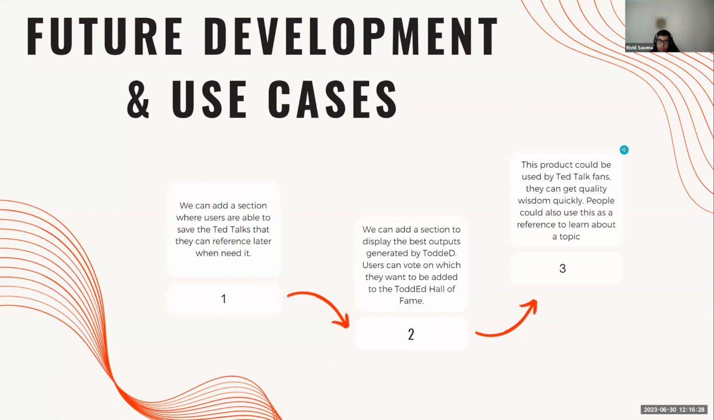Although we're finished with the product for now, we had some ideas for future development, some more features that we could add, such as a place where users can log in and save their favorite TED Talks, or a place where users can vote on their favorite TED Talks to be put in the ToddEd Hall of Fame. The use case for this product is mostly for TED Talk fans or people just curious about a topic who want to input something and get some new information.